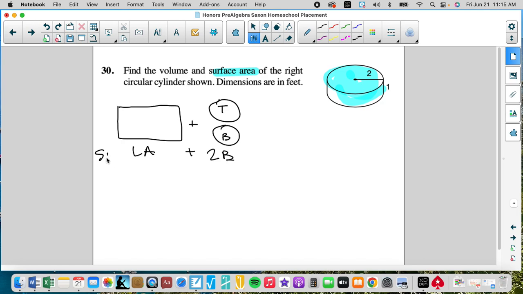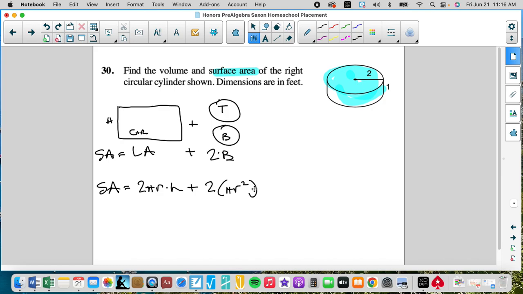So surface area equals lateral area plus base area, 2 bases in this case because it's a 2-base figure. So lateral area is the length times the width. Well, the length of this is going to actually be the circumference times the height. The circumference is 2 pi r. So lateral area is base times height. So we have 2 pi r times the height plus 2 times the base area. Well, what's the base shape? The base shape is a circle, so we have pi r squared.